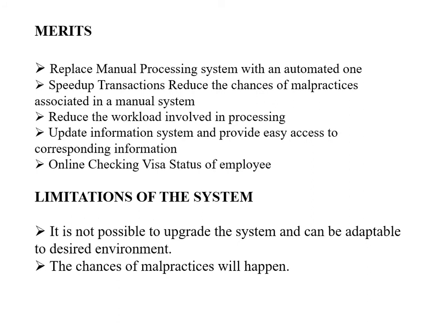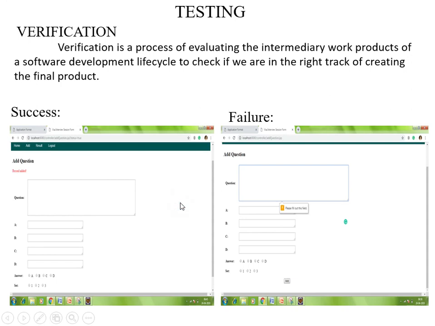Merits of my project: replace the manual processing system with an automated one, speed up transactions, reduce the chances of malpractices associated with a manual process, reduce the workload involved in processing, update the information system and provide easy access to corresponding information, online checking of visa status of employees. Limitation of the system: it is not possible to upgrade the system or adapt it to the desired environment. Chances of malpractices will happen.